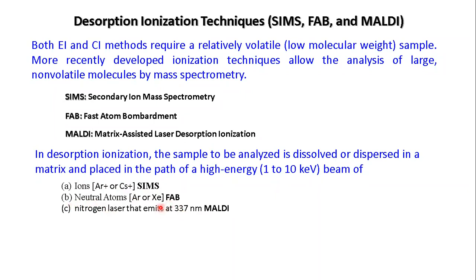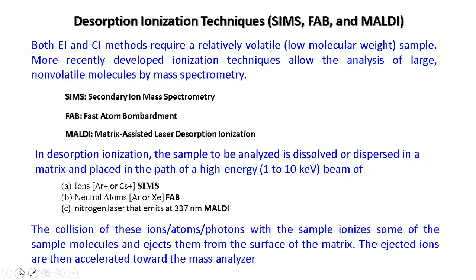Second is fast atom bombardment, where we use neutral atoms like argon or xenon, the inert gases. And the third one uses a laser, and the mostly used laser is the nitrogen laser that emits a wavelength of 337 nanometer. That is used in MALDI, matrix assisted laser desorption ionization technique. So these are the three different techniques utilized: ions, neutral atoms, and the nitrogen laser of 337 nanometer.